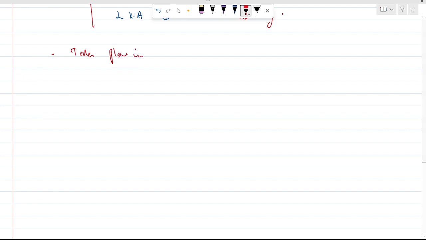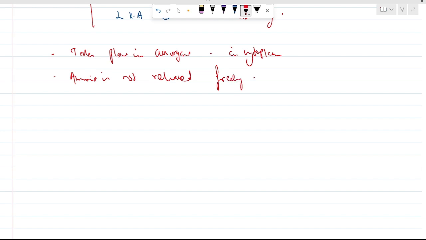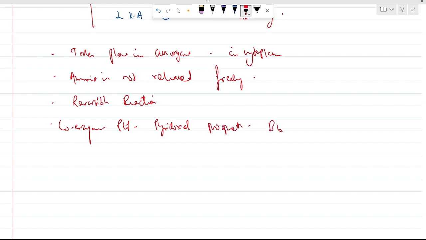This transamination takes place in all organs, in the cytoplasm of all organs. Ammonia is not released freely. It's a reversible reaction. The coenzyme here is PLP, pyridoxal phosphate. What is this? The active form of vitamin B6.